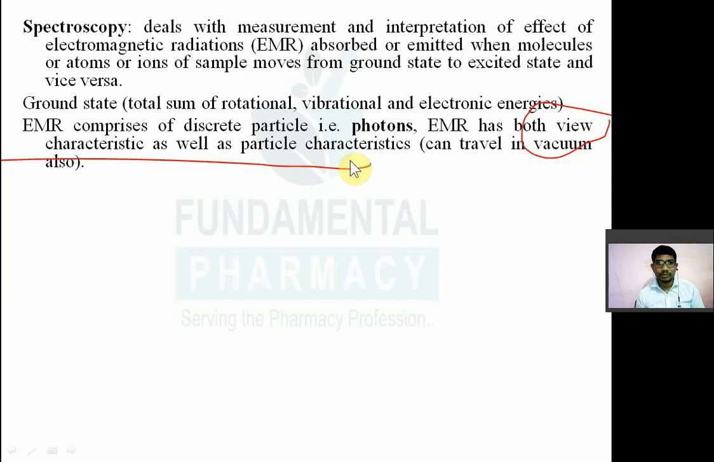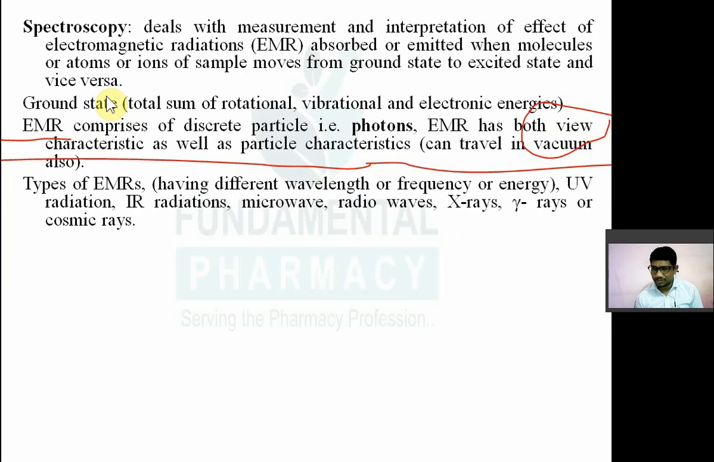That means electromagnetic radiation can travel in the vacuum also. ये वैक्यूम में भी ट्रैवल कर सकता है और मैटर से भी ट्रैवल कर सकता है. So electromagnetic radiations can travel in the vacuum as well as in matter. So it will have both characteristics of wave as well as characteristics of particles. Now the particle characteristic of this EMR can be called a photon. तो उसमें जो उसका पार्टिकल है उसको बोलेंगे फोटॉन.